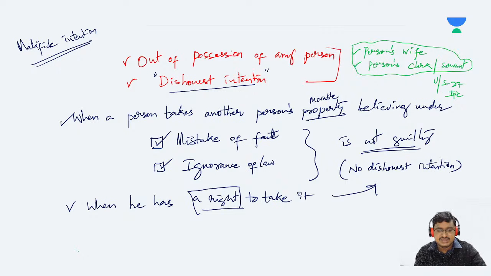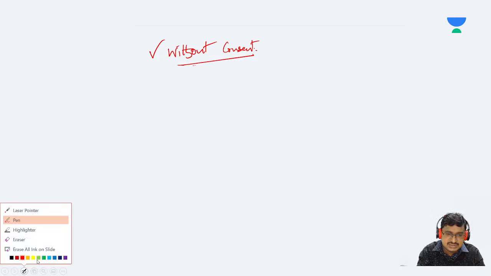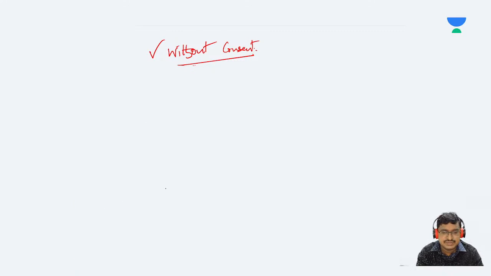Thereafter, friends, we need to consider a few other important ingredients. Without consent is also one of the important points here. We need to take note of it. Without consent is another ingredient. Now let us see what is the meaning of without consent.